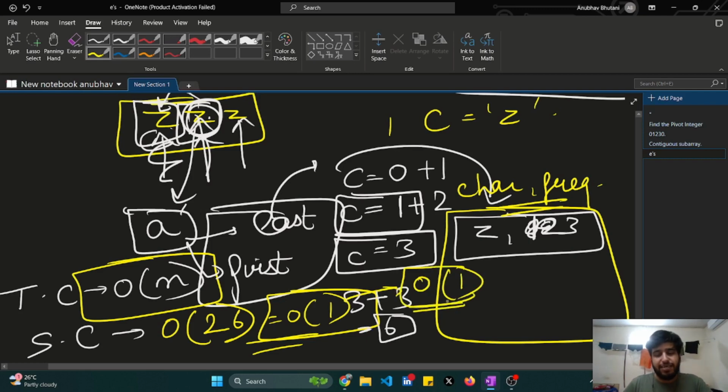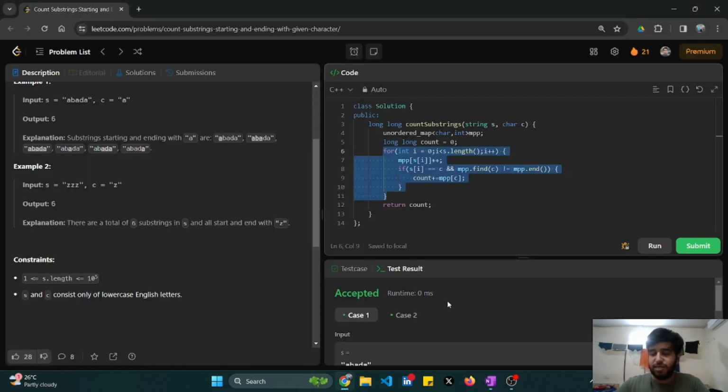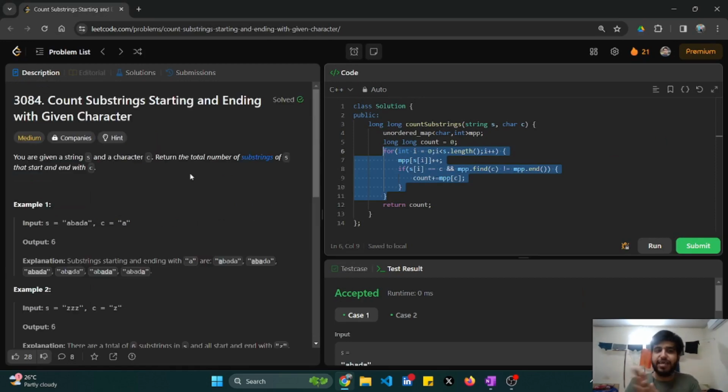Okay, so this was the overall solution to my question, count substrings starting and ending with the character.